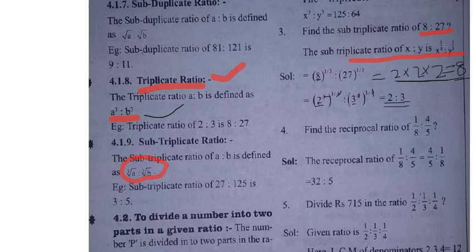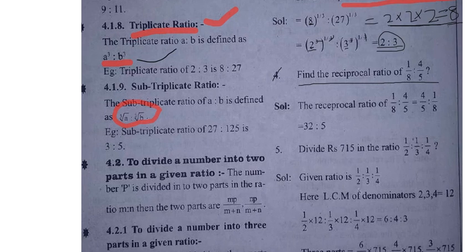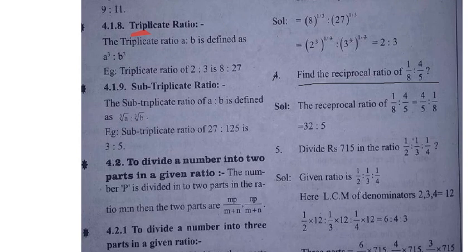Okay. Next sum. Find the reciprocal ratio of 1 by 8 is to 4 by 5. What is reciprocal, friends? Reciprocal means nothing but doing the inverse. Here they have given 1 by 8 is to 4 by 5, which means you should do the inverse. 1 by 8, instead of writing 1 by 8, inverse means what? 1 by 1 by 8. 1 by 1 by 8 will become what? Nothing but 8 only. Okay.